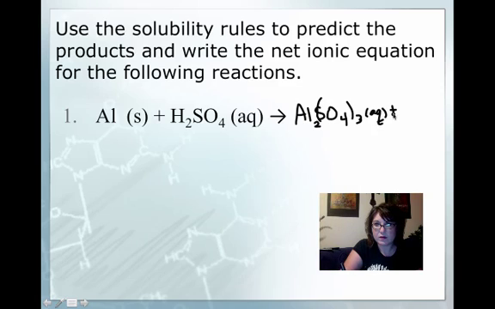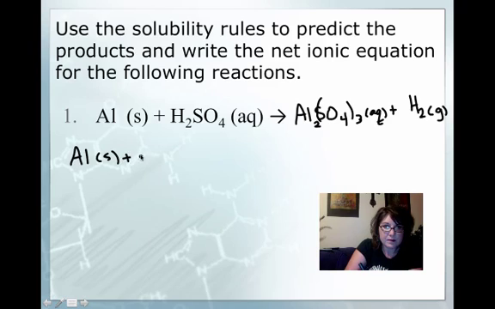All right, and then what do we do with our hydrogen? Well, we have 2 hydrogens left. That looks like bubbles of hydrogen gas that will exit the reaction. So since these are soluble and these are soluble, aqueous and aqueous, we can split them apart.